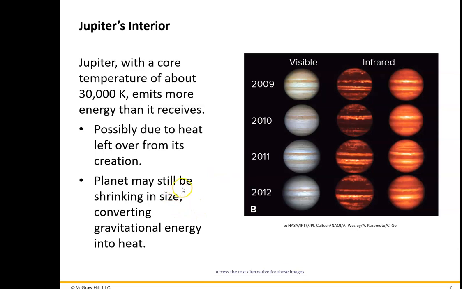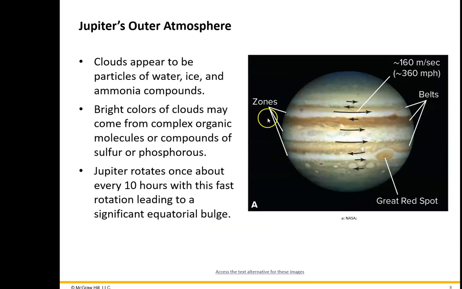All right. So one of the things that might be happening is gravitational energy. If Jupiter is shrinking just by a small amount, it'll give off heat because the gravitational energy is converted into heat. All right. So here are the zones. These are the white areas. Notice the zones and the bands alternate in the direction that they travel. Some people call them bands, some people call them belts. So the bands and the belts mean the same thing.